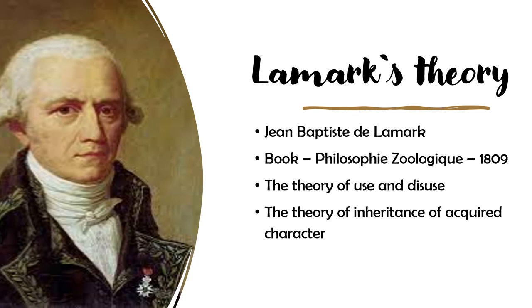And he published one very famous book, that is Philosophie Zoologique, in the year 1809, right? And he published two principles in his theory. The first is the theory of use and disuse, and the second is the theory of inheritance of acquired characters, right? Let us go one by one. What is the concept set by Lamarck under his theory?